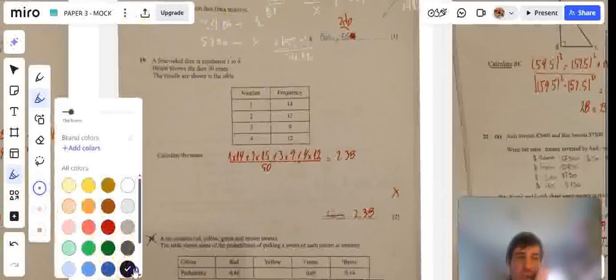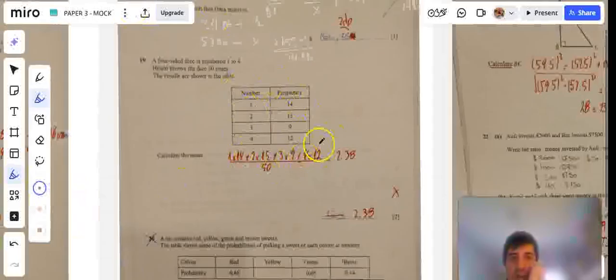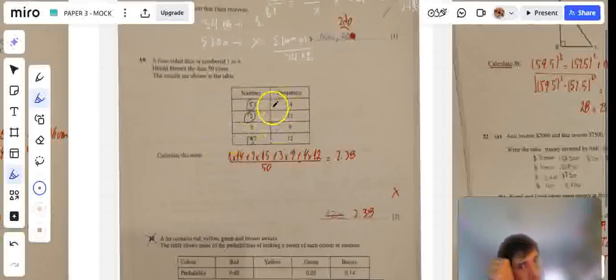Now when working with tables of frequency, you have to remember that you have the mean, the range, and the mode. Okay, the mode is the highest value. The range is the difference between the highest and the lowest value. And the mean is the sum and the division between the number and the frequency. 1 multiplied by 14 plus the number and the frequency.